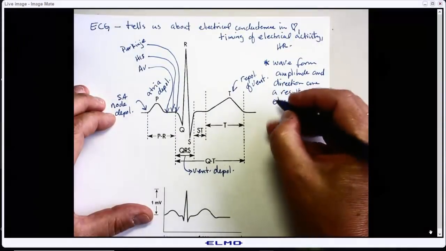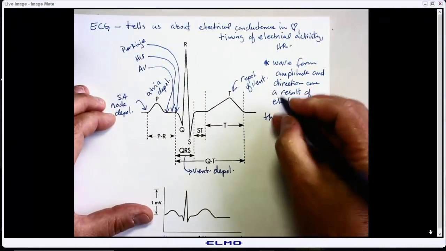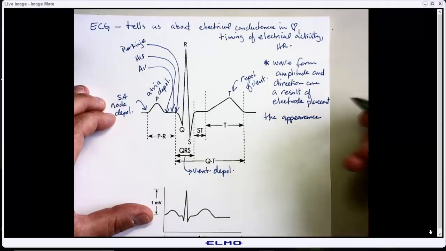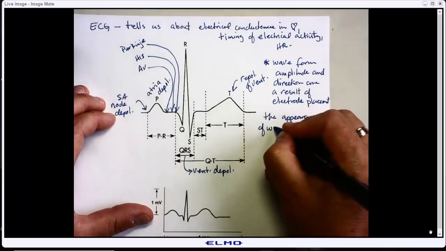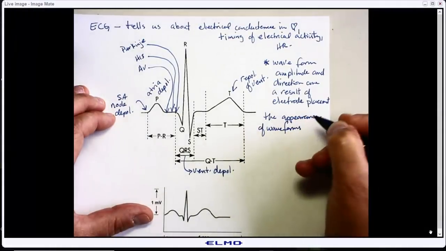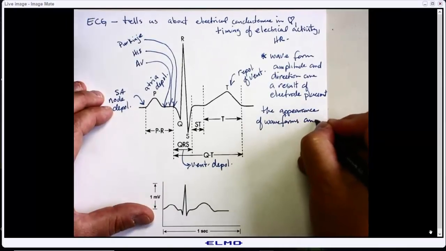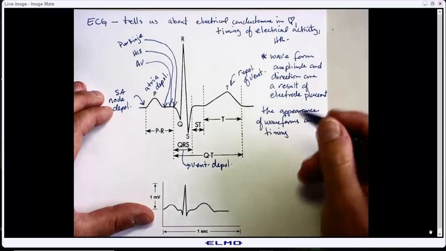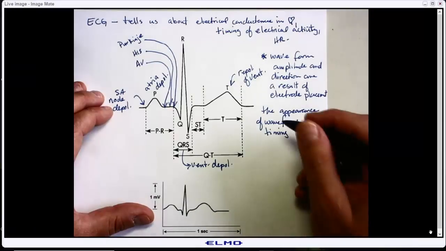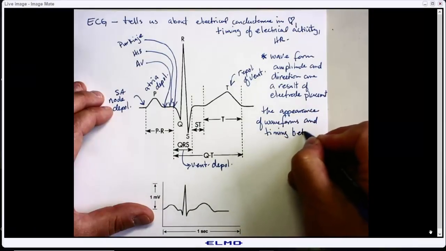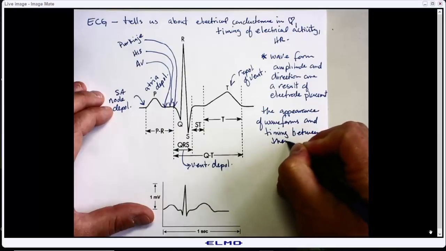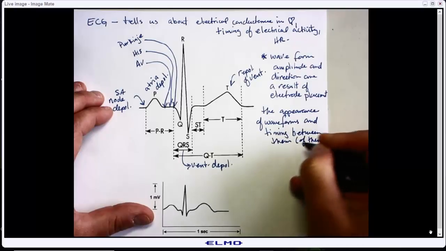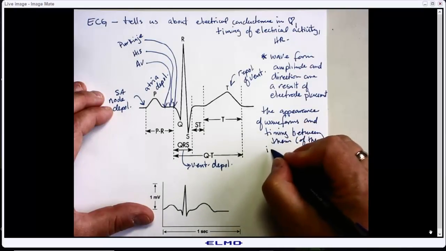So critical is the appearance, so that the waveforms happened, and the timing of the waveforms. Okay, so the appearance of the waveforms and the timing between them is important information from the ECG.